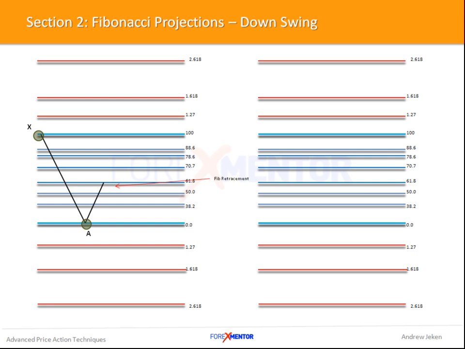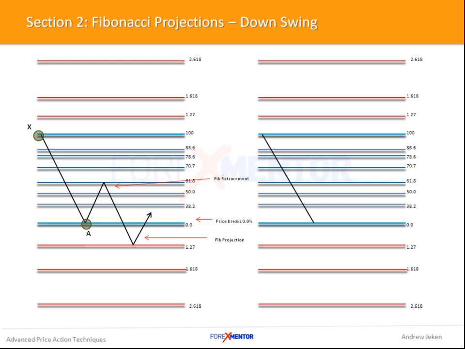That's your fib retracement. Price then drives lower, and you can see in this case it breaks through the 0% level, so it takes out the lows at point A, comes right down to the fib projection at the 127 extension, and you can see price reacts.